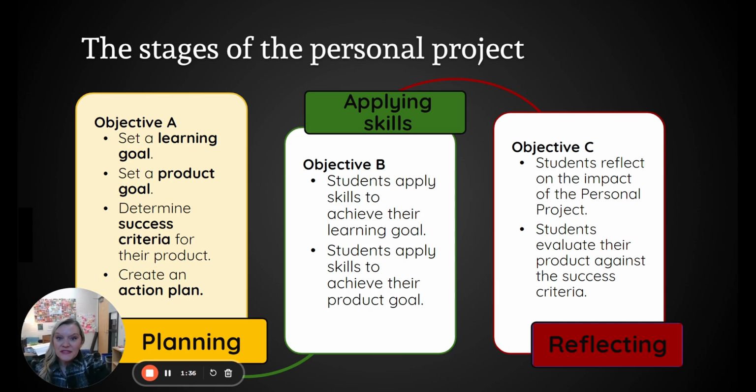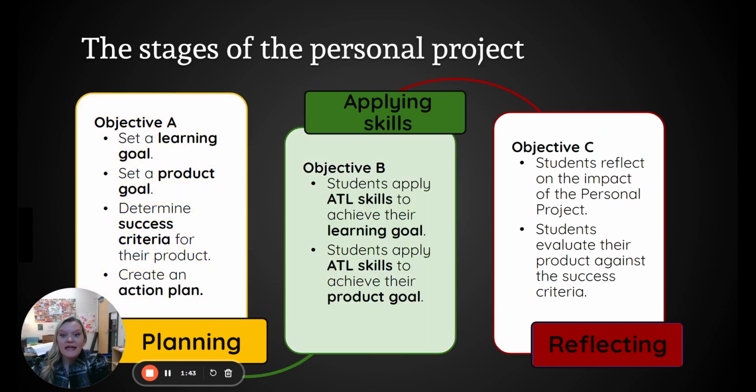So we've gone through a couple stages of the personal project and the IB Learner project. So we did a learning goal, product, success criteria, action plan. And so today we're moving on to applying skills, where you're really reflecting on what skills you have been developing, both for your learning goal and for your product goal.